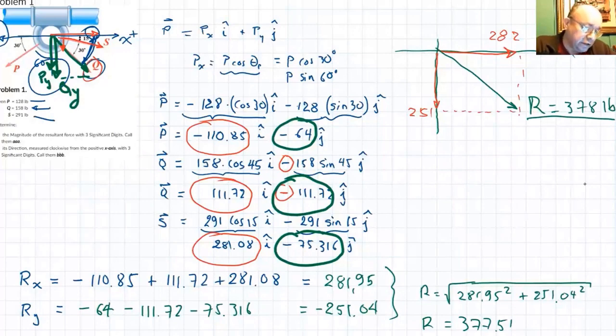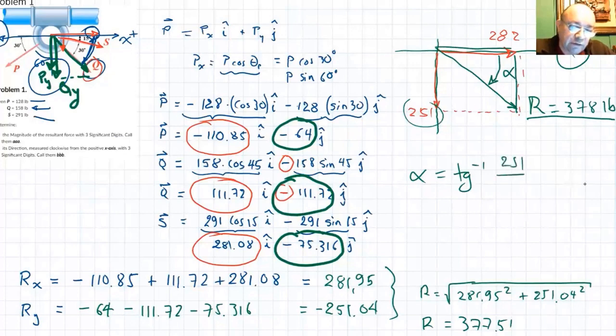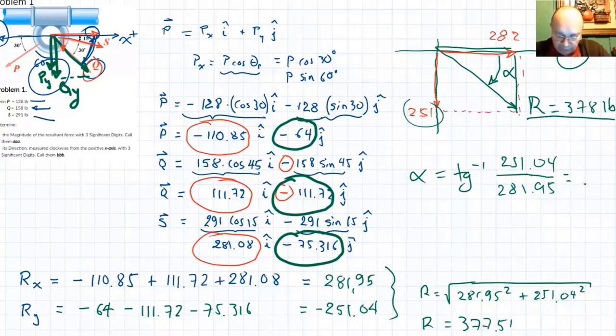And the angle is the direction measured clockwise from the positive axis. So this will be the positive axis, and clockwise will be like this. Let's call this one alpha. It will be tangent minus 1 of the vertical distance divided by the horizontal distance, 251.04 and 281.95. Remember, use 5 significant digits every time you are doing intermediate calculations. So 251.04 divided by 281.95 equals the tangent of that, 41. Since this is the final answer, it will be 41.7 degrees. All right, and that's it.